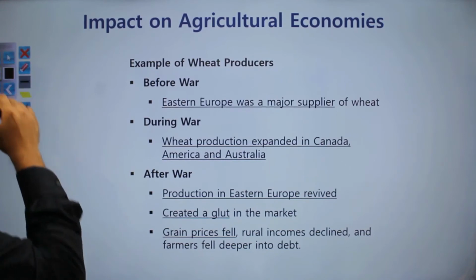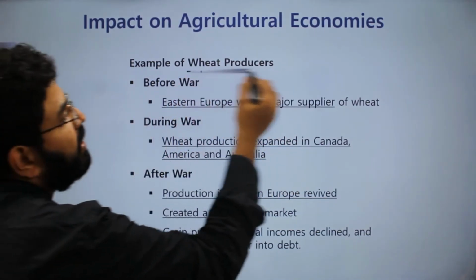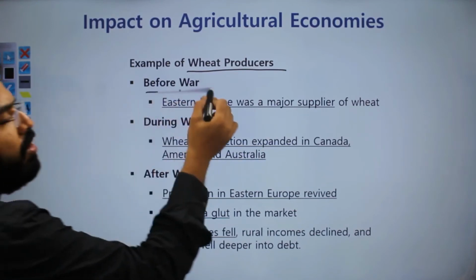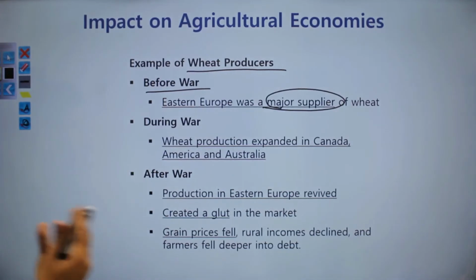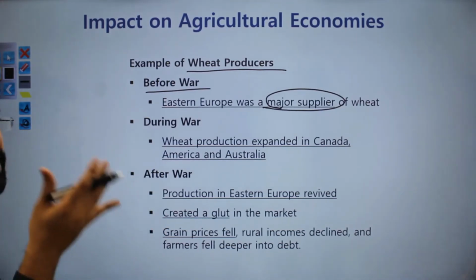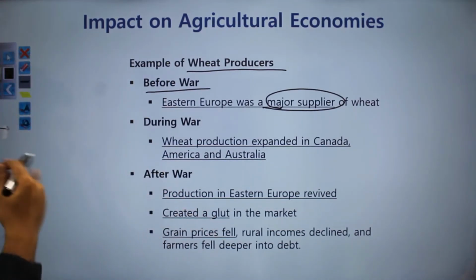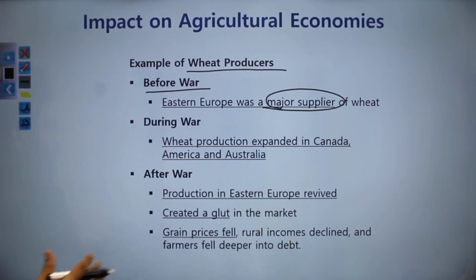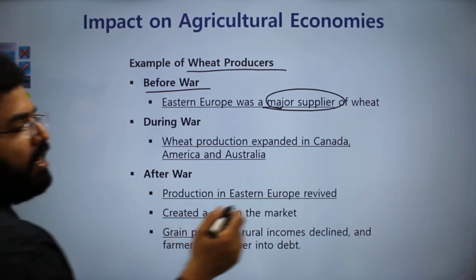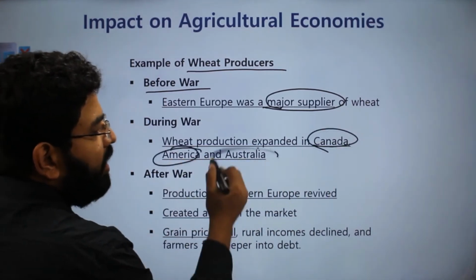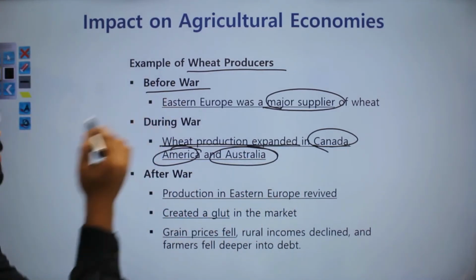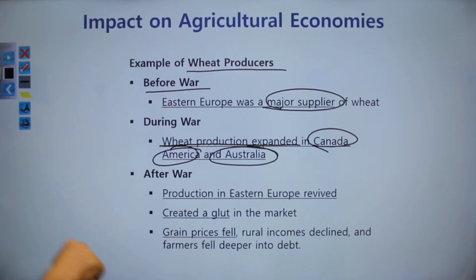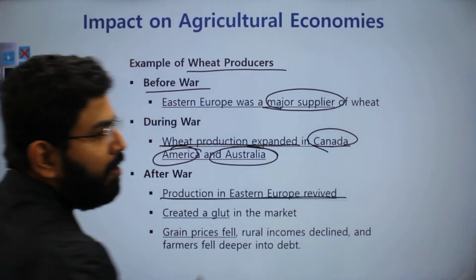Then if you take the agricultural economies, you would see the example of wheat producers. Before the war, Eastern Europe was a major supplier of wheat. They used to provide a lot of wheat. Then during the war, they were in crisis. Europe was in a huge war, hence they could not supply wheat. Hence, other countries such as Canada, America and Australia expanded their wheat production to cover the deficit left by Eastern Europe. And when the war ended, production in Eastern Europe revived.